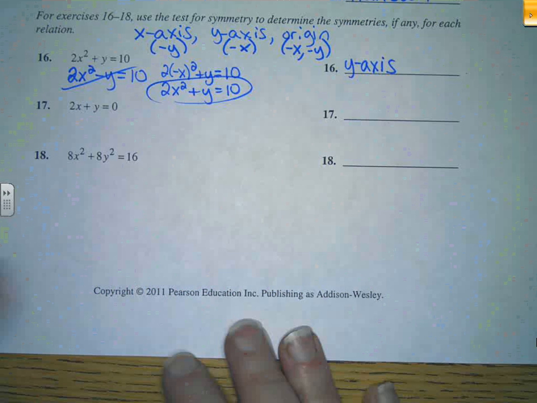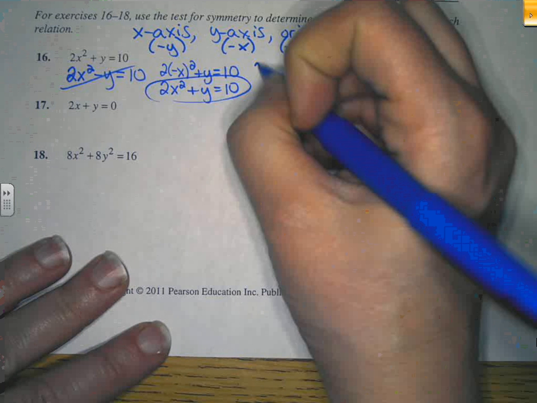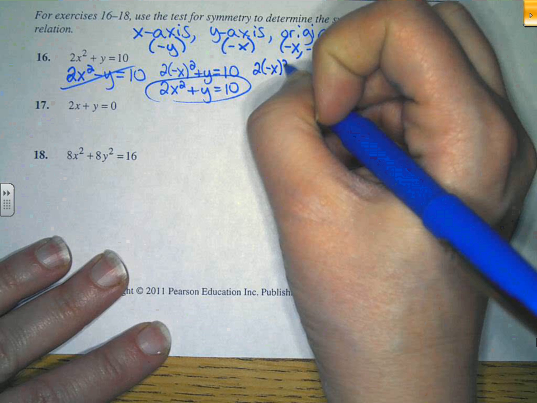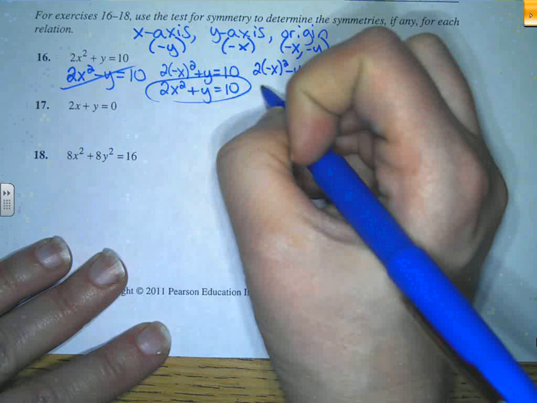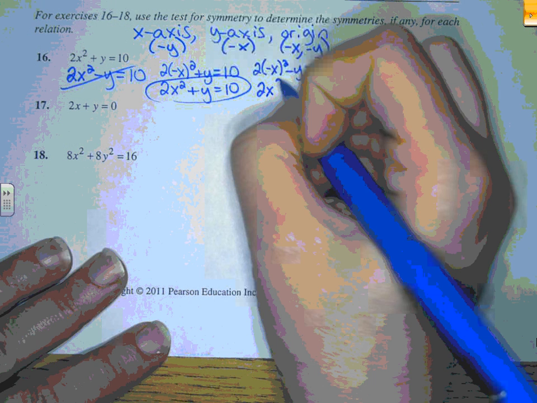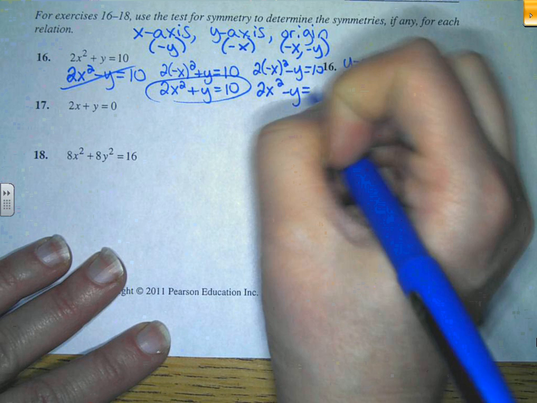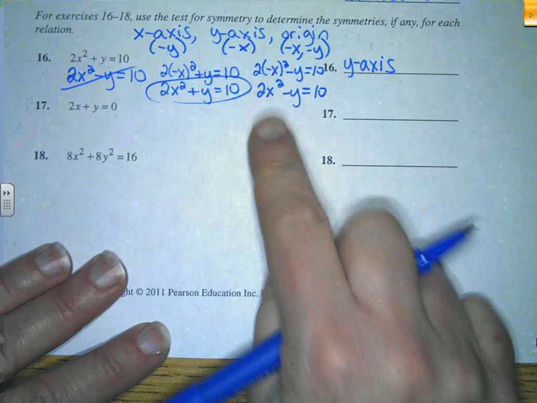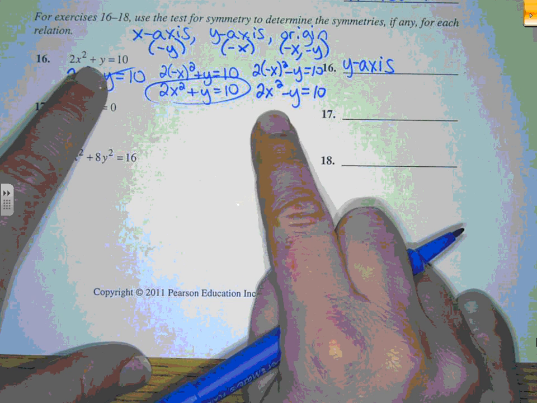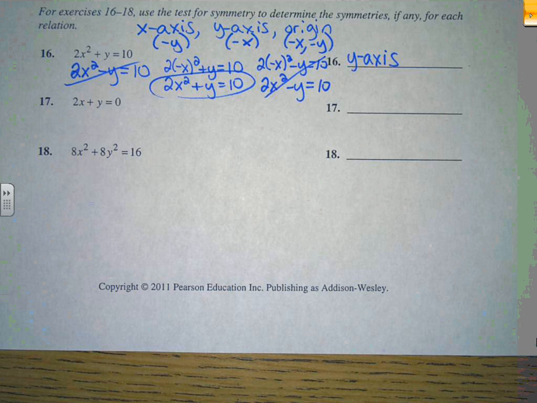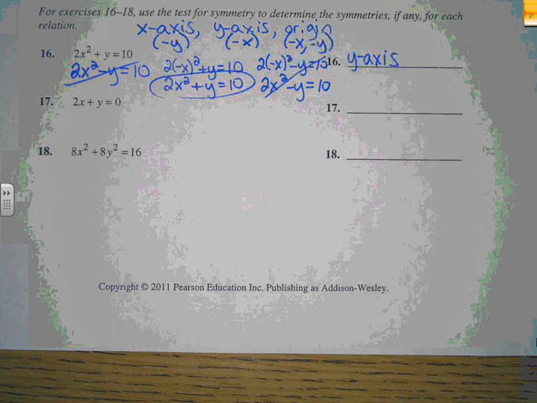Now let's check the origin. So for the origin, I plug in negative x and negative y. I can simplify the negative x squared, but can I simplify the negative y? No. So is that the same thing I started with? No. So this first one is only symmetric to the y-axis. Is that too fast?